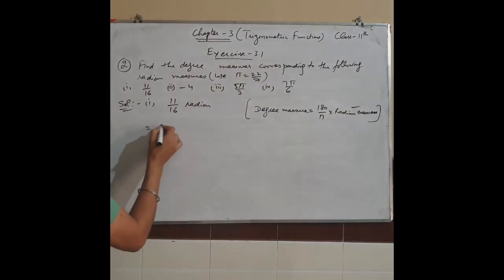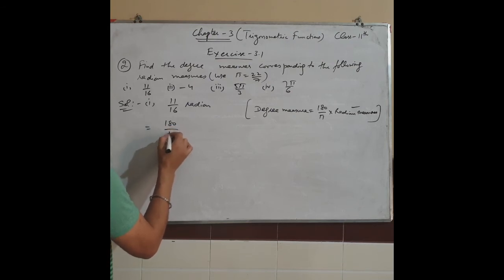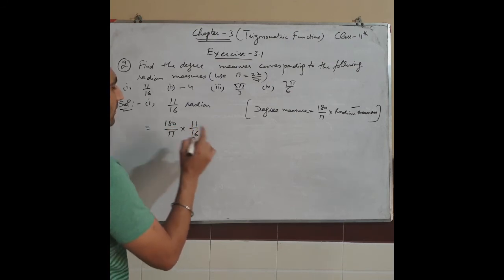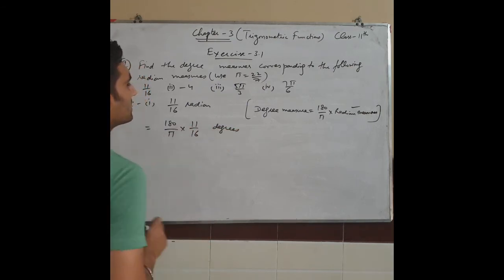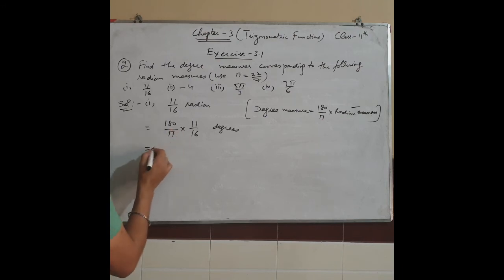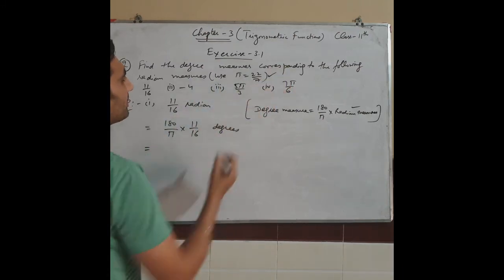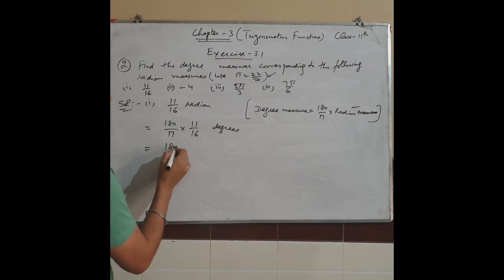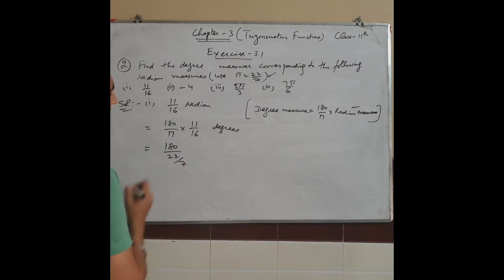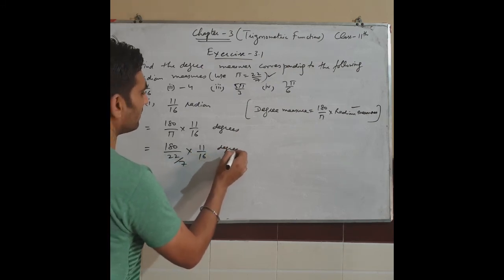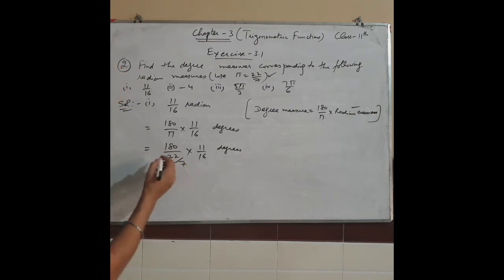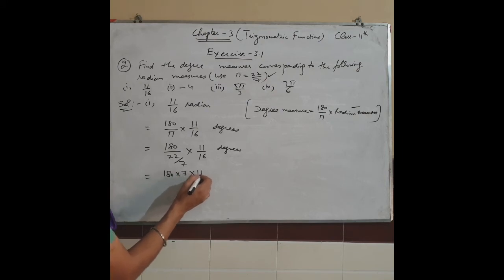So I will change it now. It will be 180 over pi into this 11 over 16. And don't forget to write, this is now in degrees. Now further you can solve it. It is clearly mentioned use pi as 22 over 7. So it is 22 over 7 in place of pi into 11 over 16. You can mark degrees for the time being, we will see its symbol later on. Now 7 will go in the numerator, so 180 into 7 into 11 over 22 into 16.